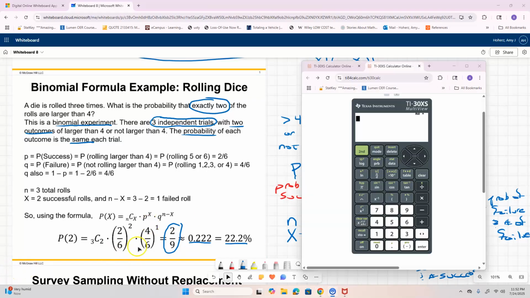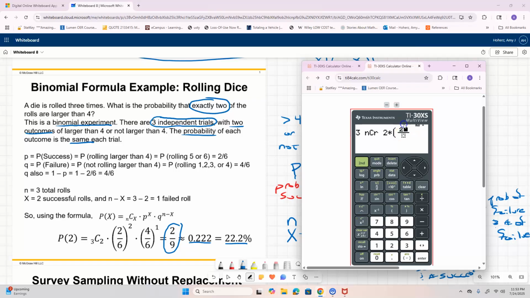Let me do it on the calculator. Okay, so we're going to put in the 3 choose 2. So 3, and on this calculator, the choose is under the probability button. It's the second one down. Hit enter. Choose 2. So 3 choose 2 times, you don't really have to put parentheses around it because it's a fraction. I will, just to kind of keep it looking the same. So here's our fraction, 2/6, to the power of 2. And then we want 4/6.